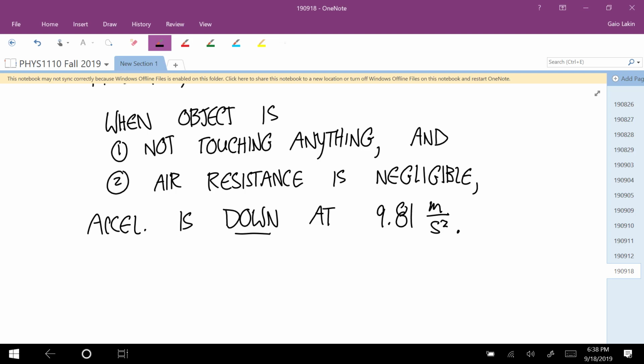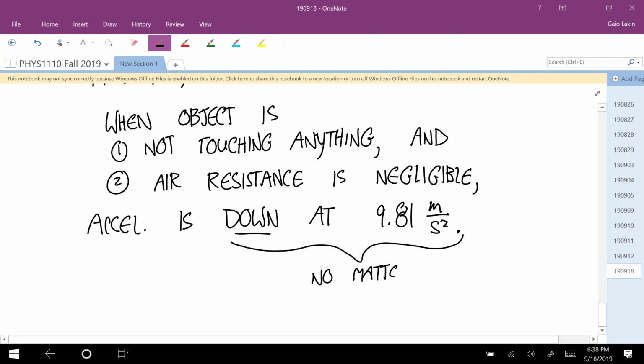So the acceleration is down, no matter what part of the flight it's in.